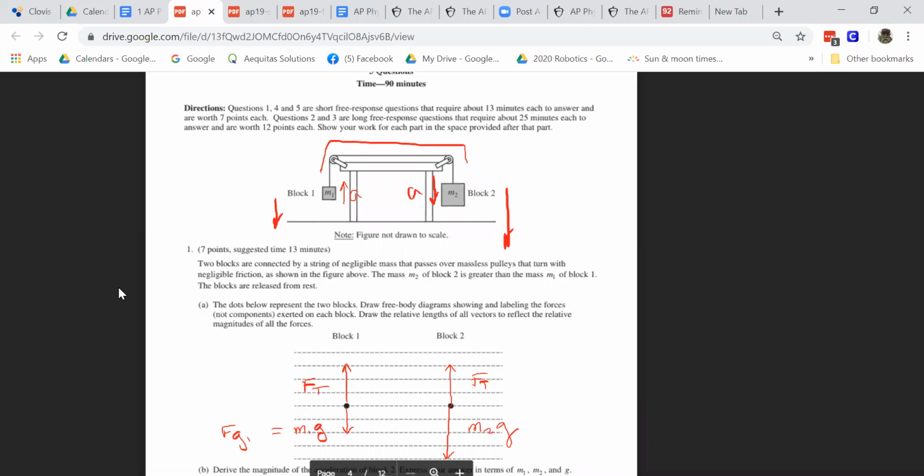And so that means if block 2 is going to accelerate down, this M2G, this force right here, has to be greater than this force. But on the other hand, this force here, the tension force acting on block 1, has to be greater than the weight of block 1. So that's what I've shown here by the relative magnitudes of those forces. Okay, does that make sense to everybody?